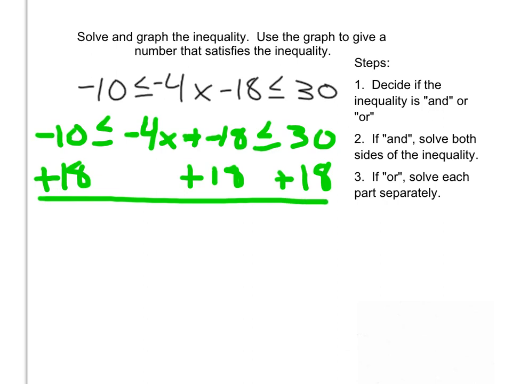So I added it to the left, I added it in the middle where I want to cancel, and I added it to the right. So 3 different places. Well, these cancel. Over here, negative 10 plus 18, that's 8. In the middle we canceled out. And over here, 30 plus 18 is 48.